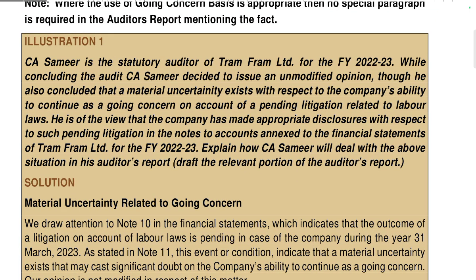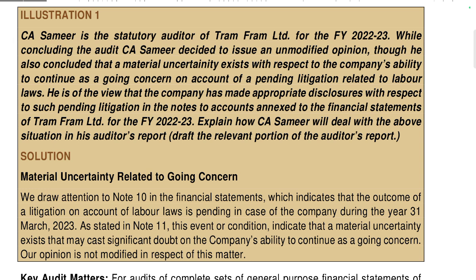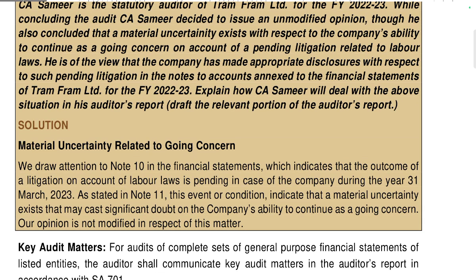CA Muthukumar is another auditor of Trump Limited for the financial year. While concluding the audit, CA Muthukumar determines the use of an unmodified opinion. He has also concluded that a material uncertainty exists in respect of the company's ability to continue as a going concern because of pending litigation regarding the labor laws. He is of the view that the company has made appropriate disclosure in respect of its pending litigation in the notes to accounts annexed to the financial statements of Trump Limited. Explain how CA Muthukumar deals with the above situation in the audit report.